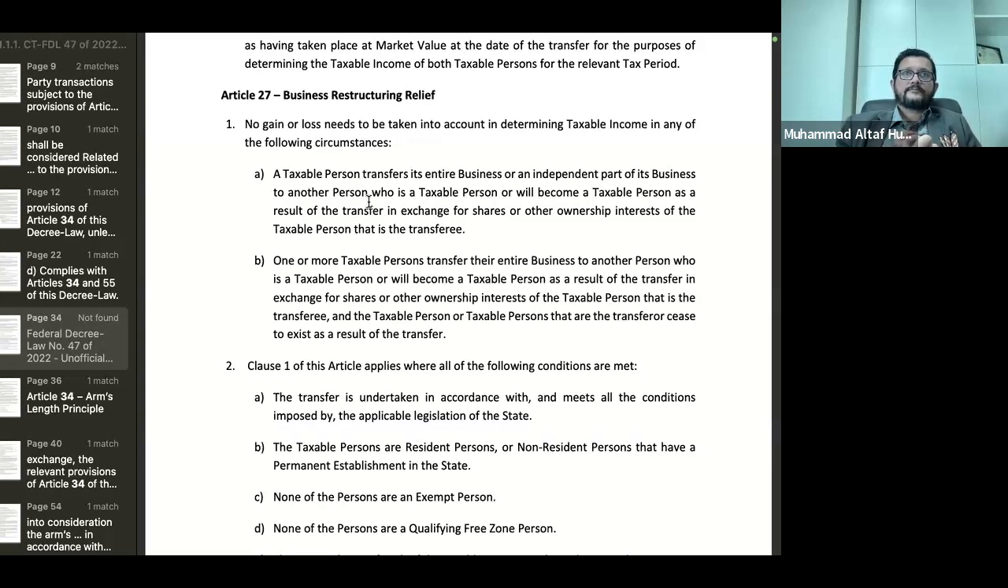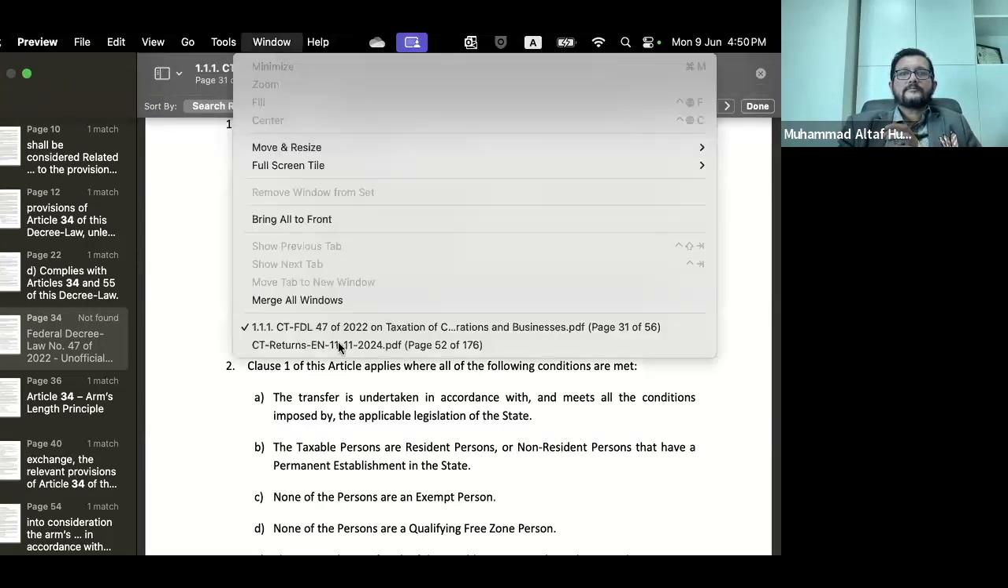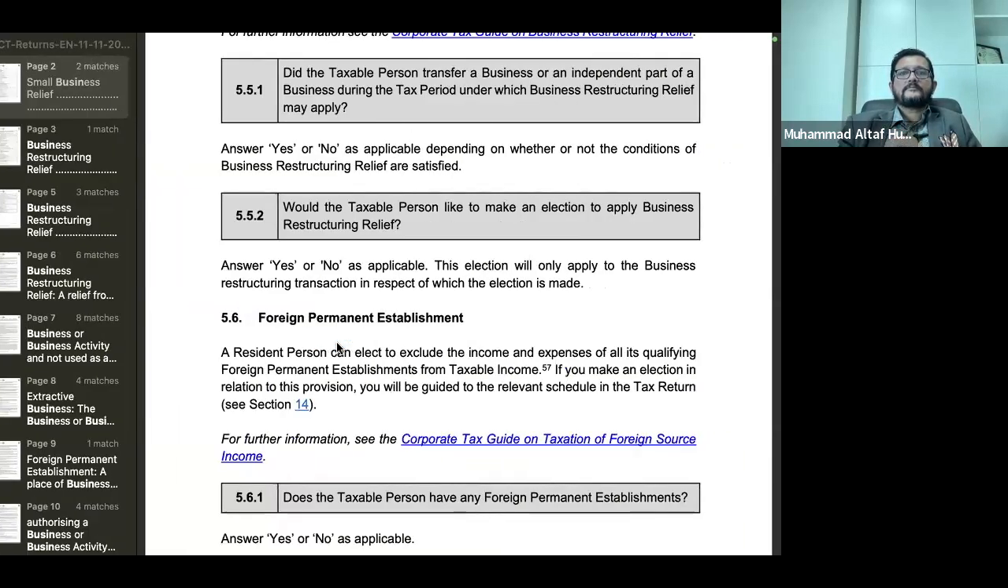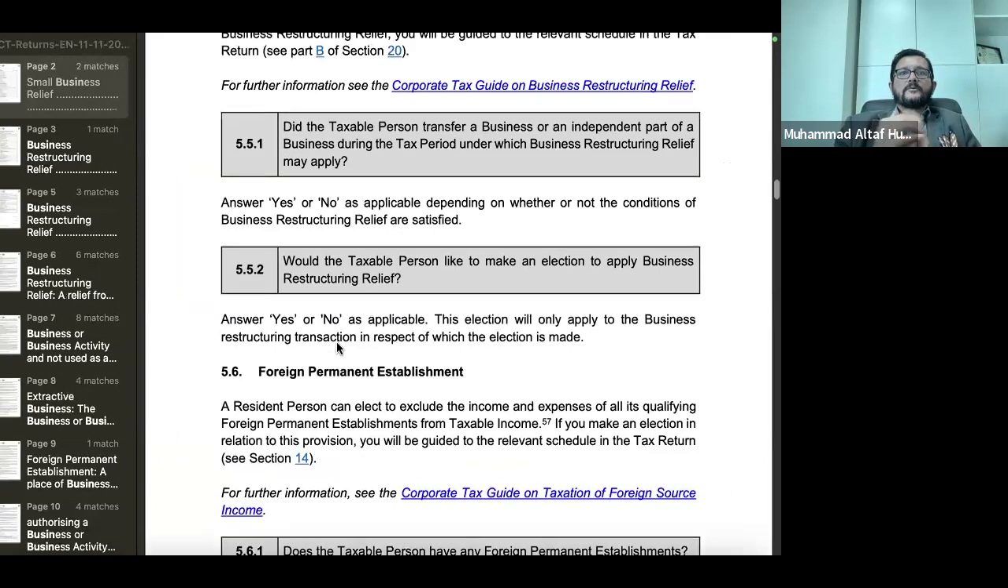Yeah, that's what. But Mr. Altaf, like you said, now you showed the return. There are two questions, right? Whether the restructuring relief is applicable or not. In this case, this question is answered because the gain has been recognized in the pre.